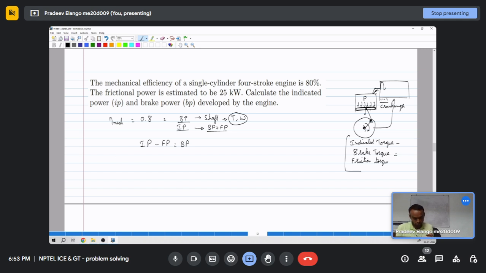With this, the mechanical efficiency is equal to 0.8, that is brake power divided by brake power plus friction power. Brake power plus friction power is estimated as 25 kilowatt. So now we can calculate brake power: 0.8 times (brake power plus 25) is equal to brake power.